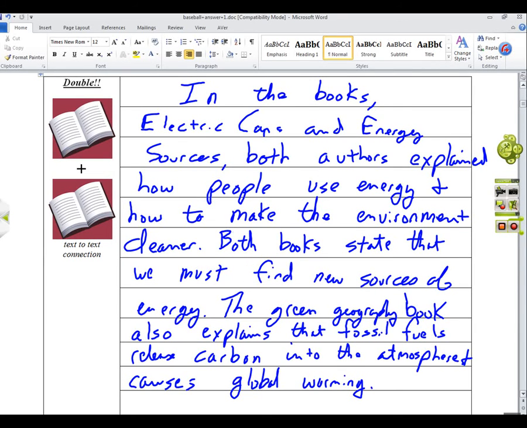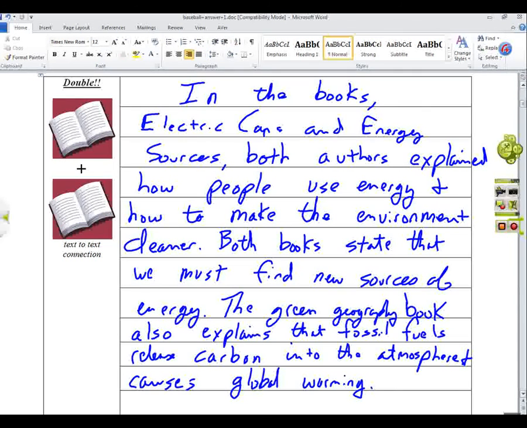In the books Electric Cars and Energy Sources, both authors explained how people use energy and how to make the environment cleaner. Both books state that we must find new sources of energy. The Green Geography book also explains that fossil fuels release carbon into the atmosphere and causes global warming. So we can expand on that answer.